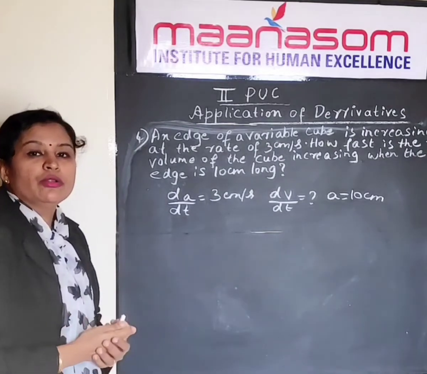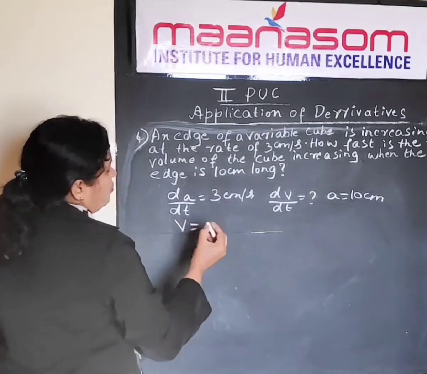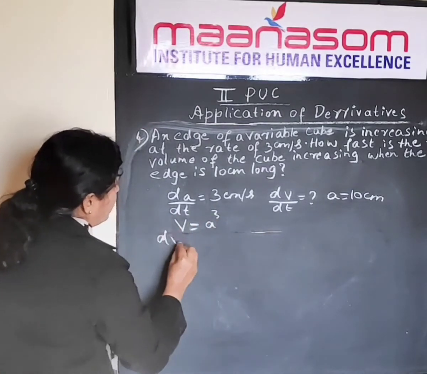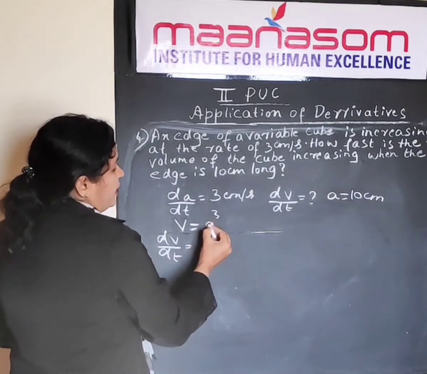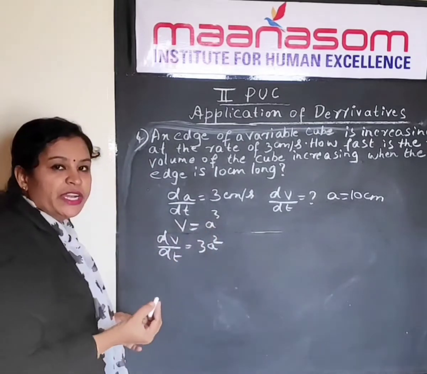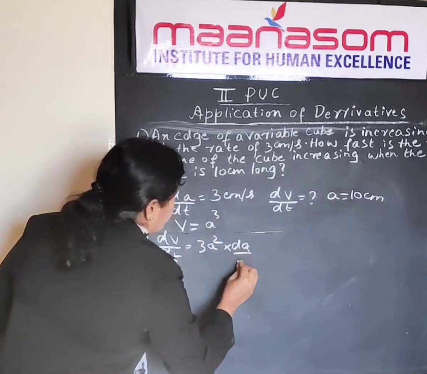We already know what is the volume of the cube. What is the volume of the cube? The volume of the cube V is equal to A cube. So our dV by dt will become d by dt of A cube is 3A square. Again when we differentiate A, it will become dA by dt.